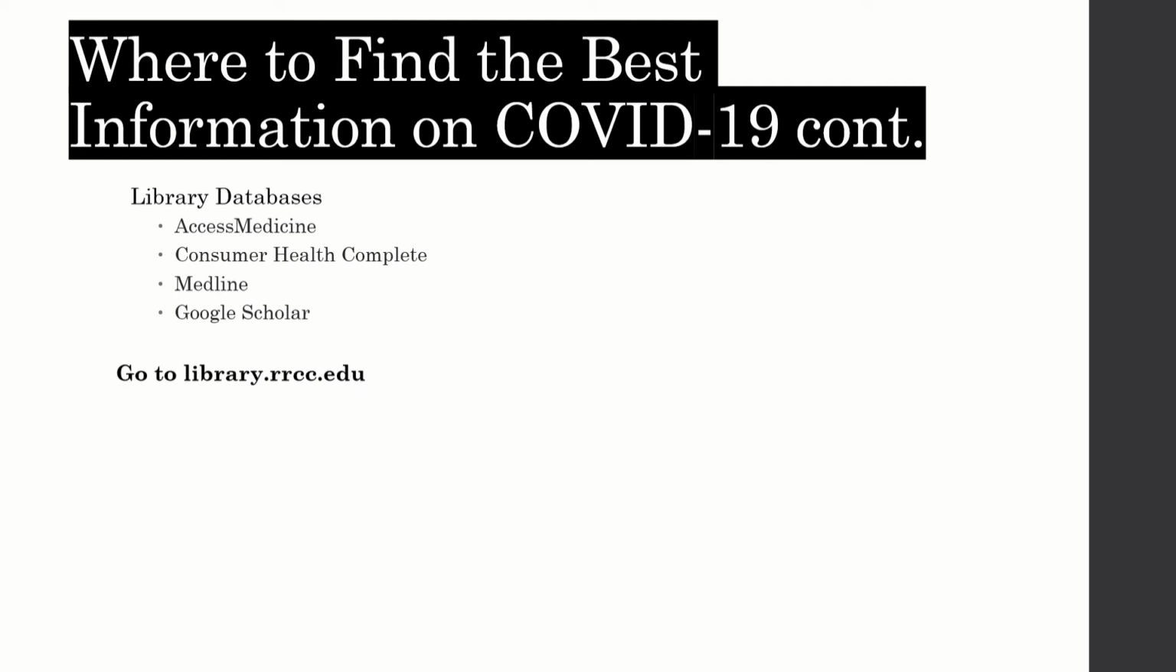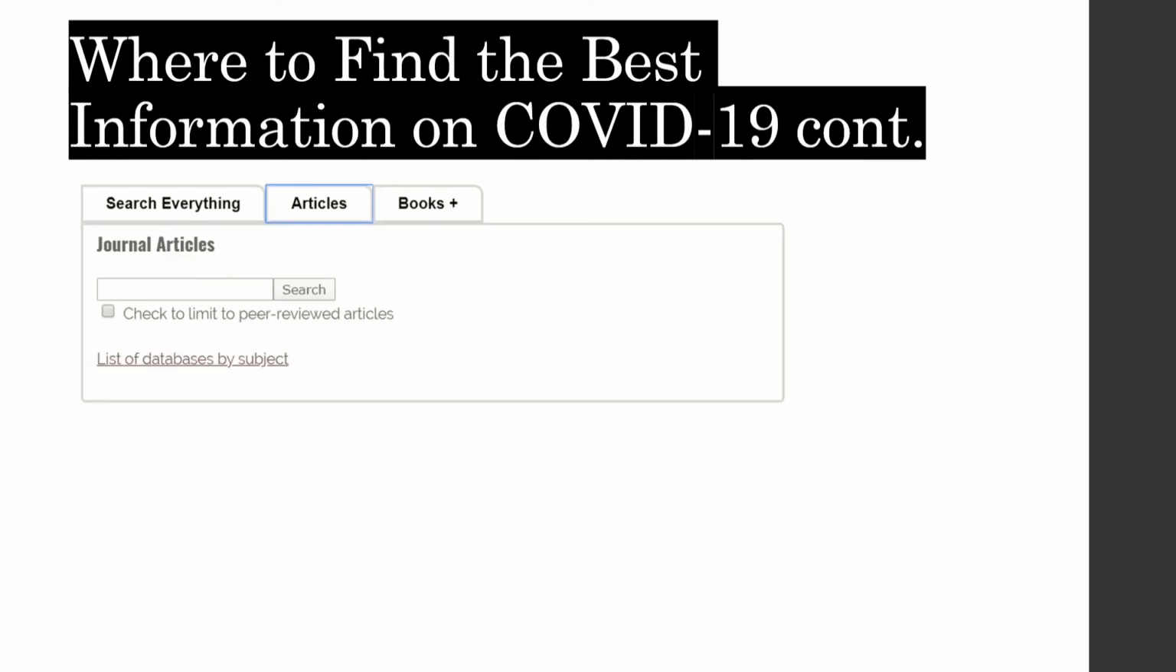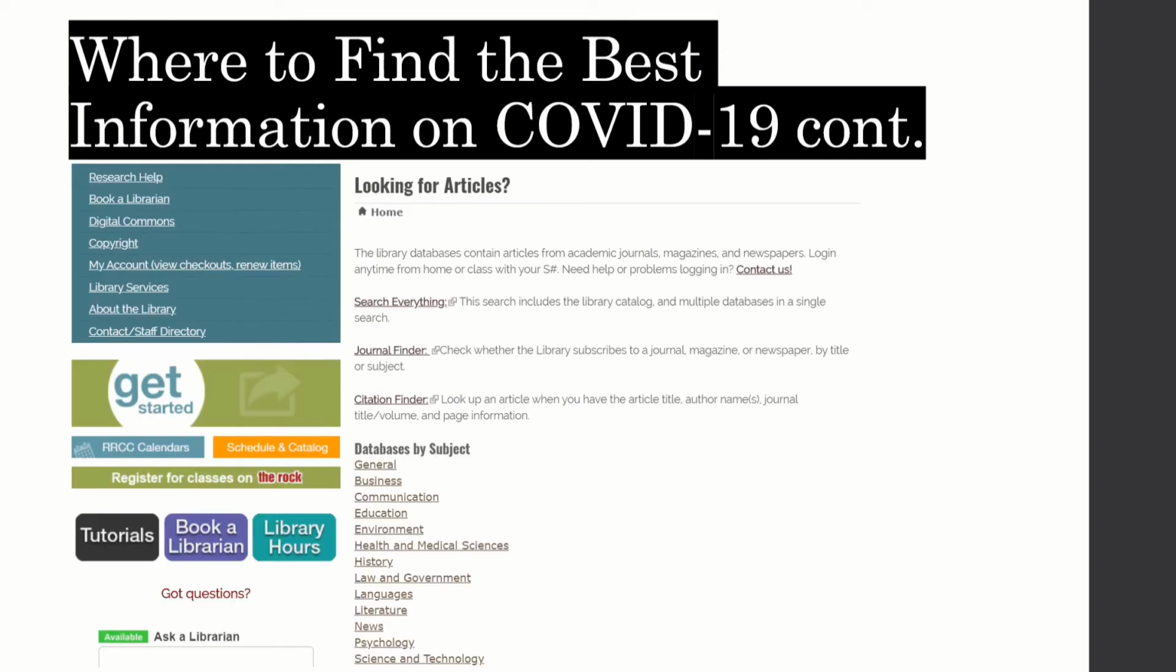Now this is how you get access to those databases from home. The first thing you have to do is go to library.rrcc.edu, and in the middle of the home page, you'll see a search bar that looks like this. Now click on the Articles tab, and then you'll see a link that says List of Databases by Subject. Go ahead and click on that, and it'll bring you to here.